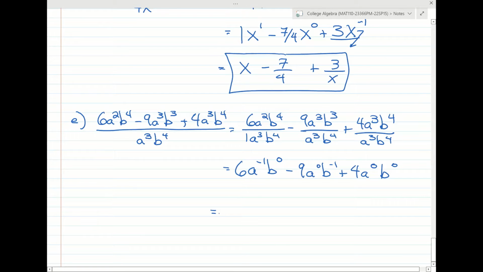We know anything to the 0 power is 1. If we have a negative power, we just bring that to the bottom. So this would be 6 over a, minus 9 over b, with the b's on the bottom, plus 4.